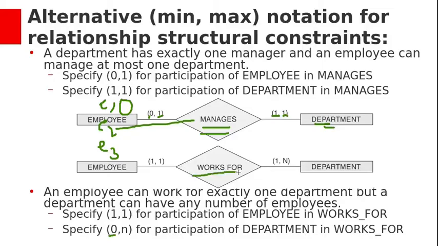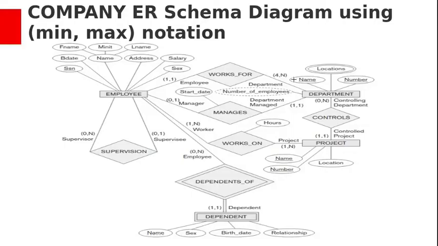See, this works for relationship type. An employee can work for exactly one department, and at least he should work for one department. Minimum and maximum will be 1. And a department can have n number of employees. The minimum might be either 0 or 1. That constraint is not specified in the requirement. So let us say each department should have at least one employee. This is the alternate notation for the company database using structural constraints, min-max notation.